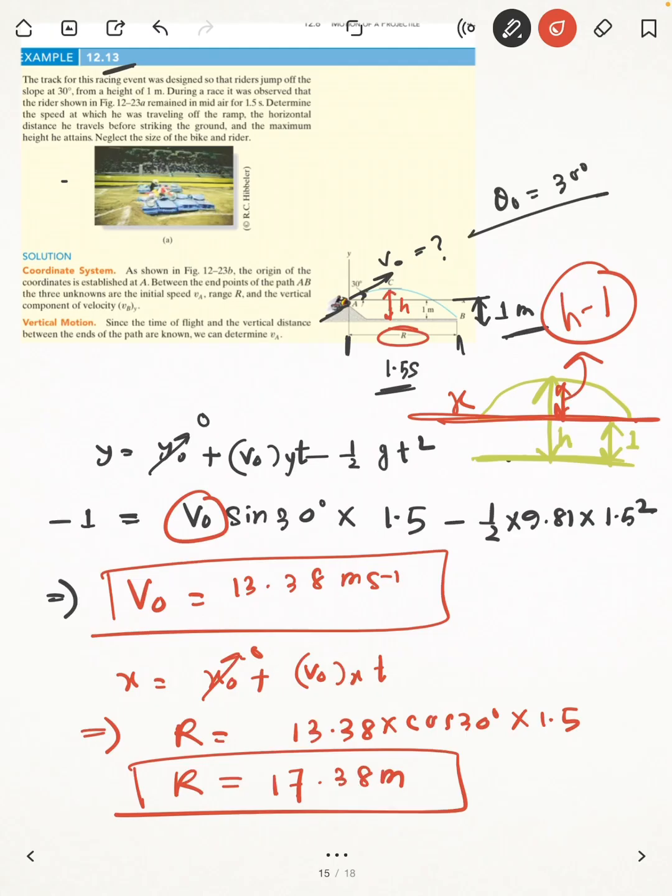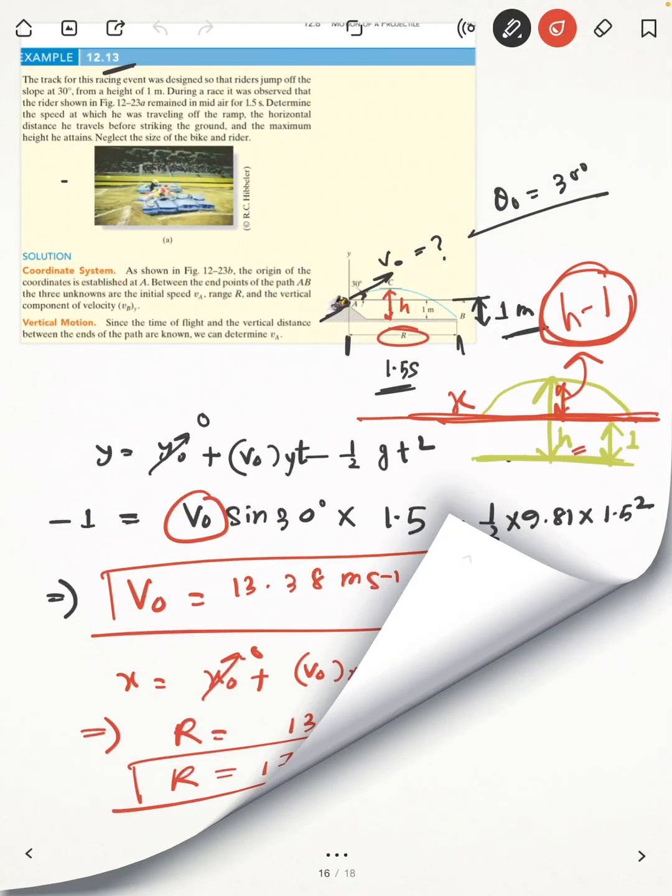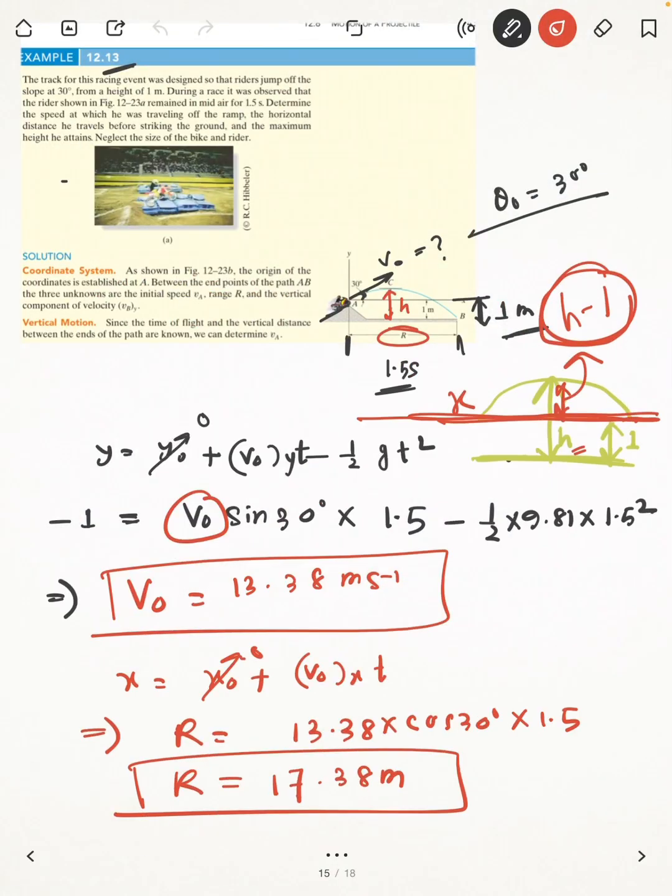Now we have to find the value of this h. If we calculate everything above this x-axis, we can take this h minus 1 as positive. So which equation do we have to use? We have the highest point. You ask the maximum height. At the maximum height, vy should be 0.